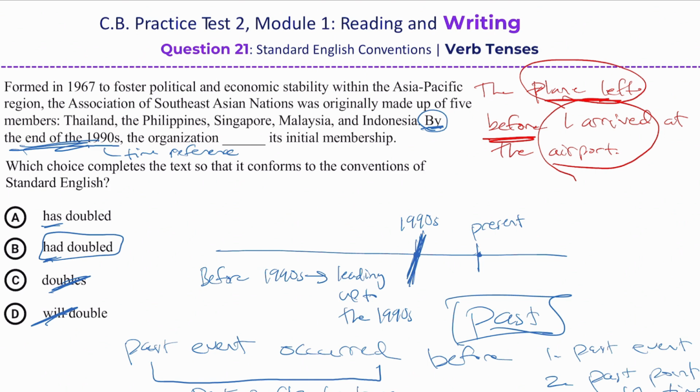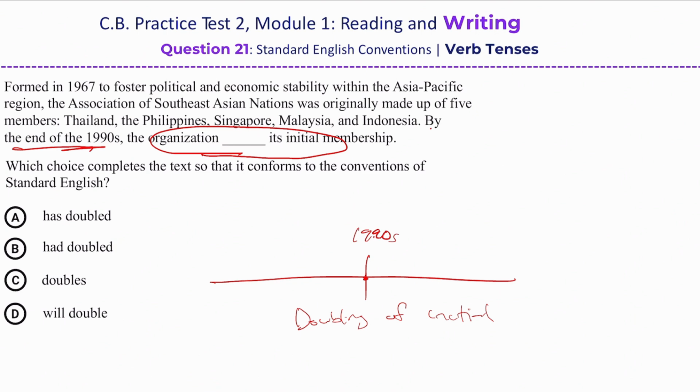And that's kind of what you see here. It's just that in this sentence, we don't have two past events, but we have an event that occurred before a past point in time. So when I say by the end of the 1990s, it's saying that before the 1990s, right, and leading up to the 1990s, the organization had doubled its initial membership. So this doubling of the initial membership, this event occurred, right? Before the 1990s, right?